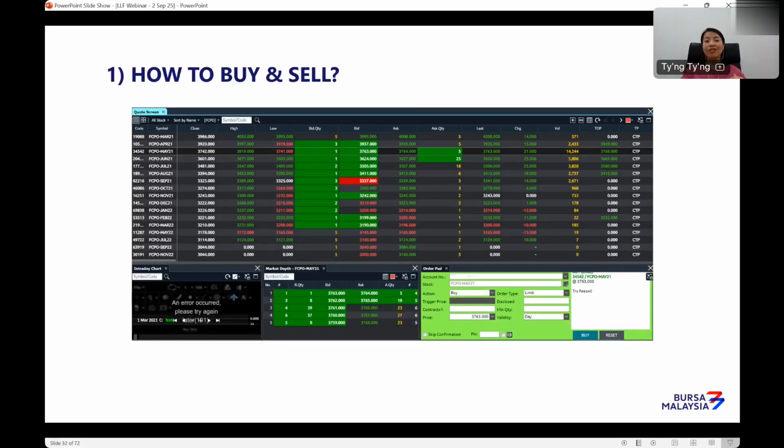How do you buy and sell? Very simple. If you know how to buy and sell stocks, for futures trading, they are the same. The one very different thing is you're allowed to start by selling a futures contract. How do you sell? You just need to click sell. You do not need to own any futures position. You can directly start by selling a futures contract.